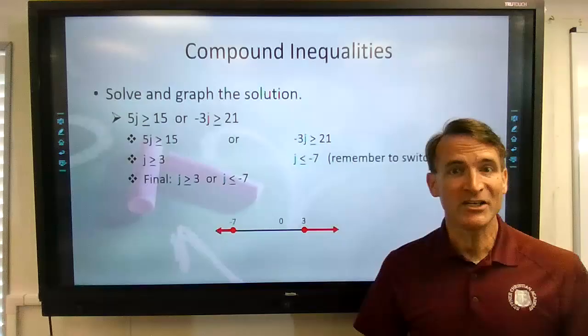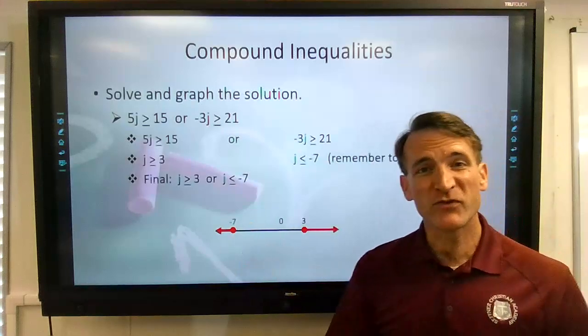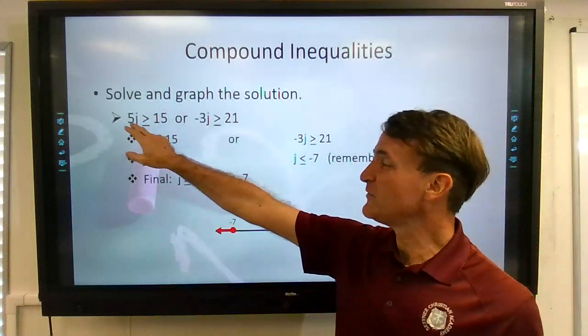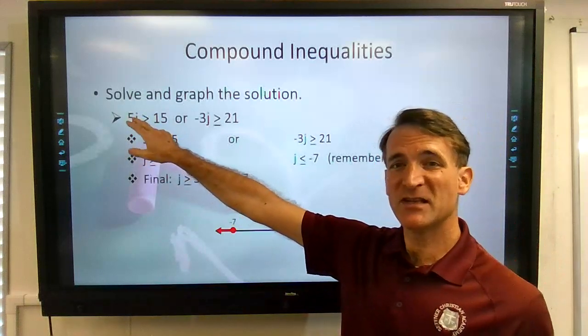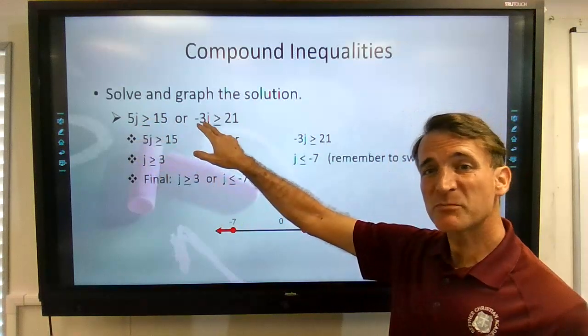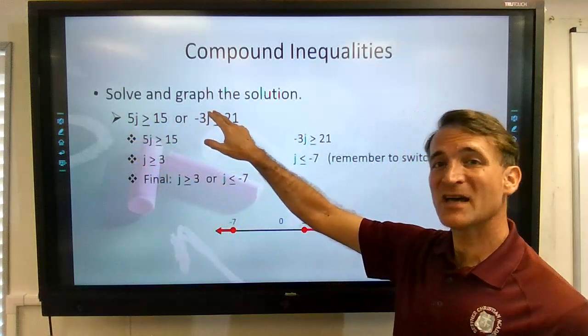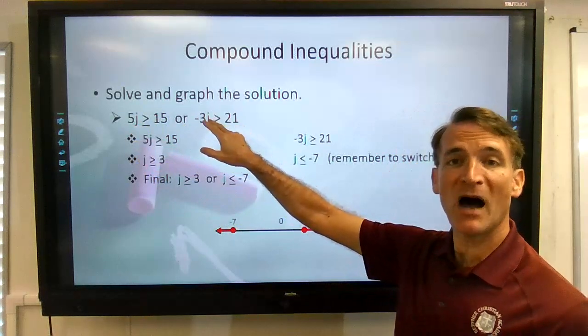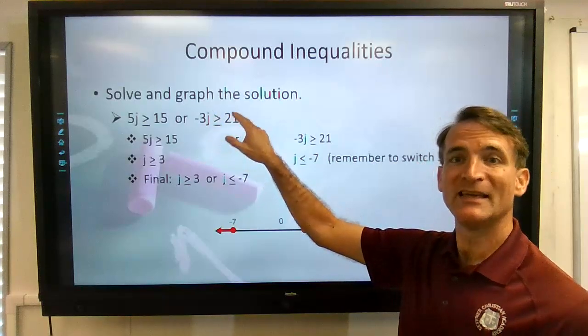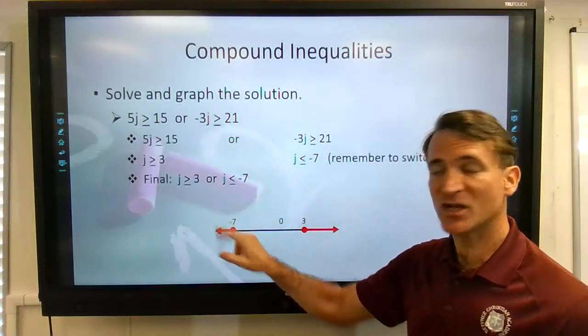If we quickly check, if I use a value of something less than -7, something like -10, if I have -10 times 5, that gives me -50. Is -50 greater than or equal to 15? No, it's not. If I try it over on this piece, though, we have -3 times -10. That gives me a +30. Is 30 greater than or equal to 21? Yes, so -10 checks out.